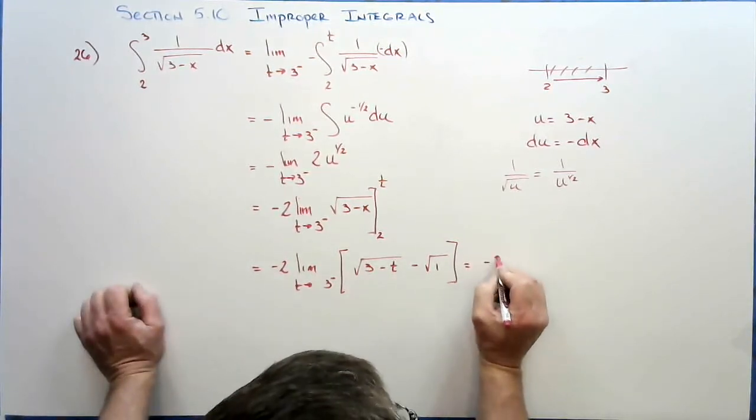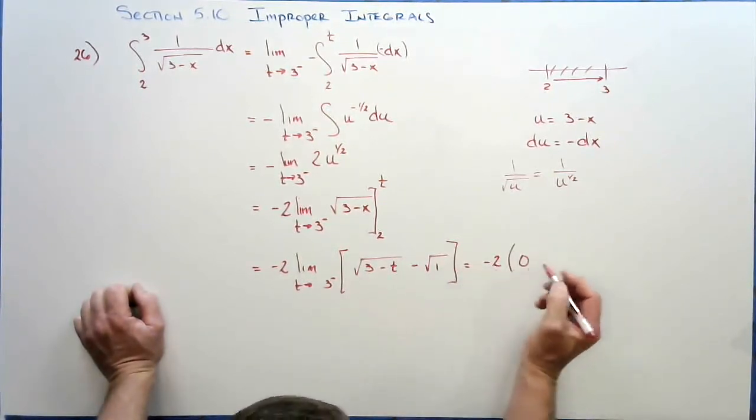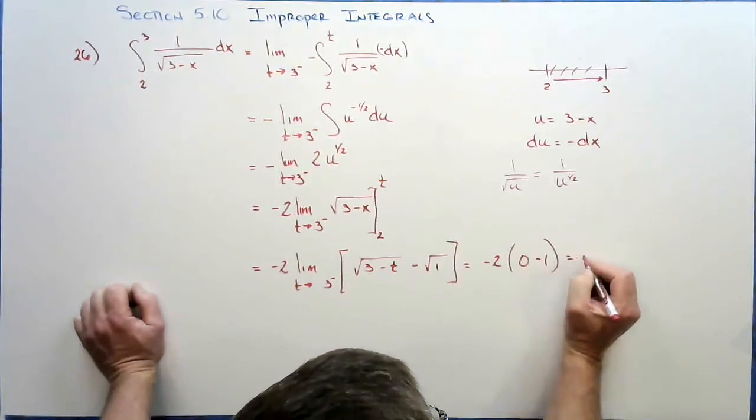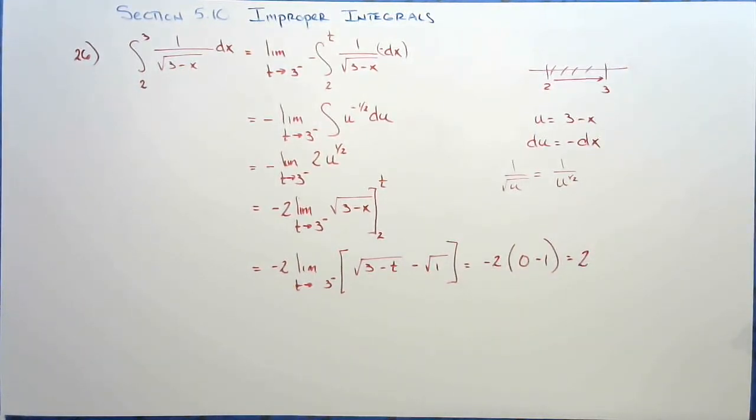So we've got our negative 2 here. We have our 0 when we evaluate our limit, minus 1. And so negative 2 times negative 1 gives us an answer of 2. So this one converged, and the value of the integral was 2. Well, that's nice that one of them converged since the previous 2 diverged. All right, so I'll erase this, and I'll be right back with you with one more problem from this section.